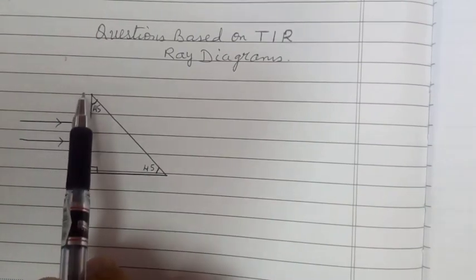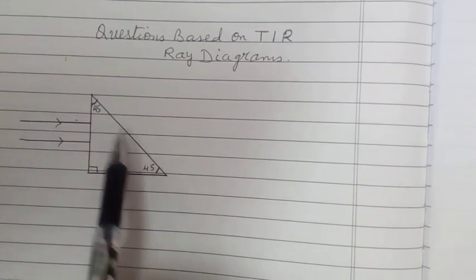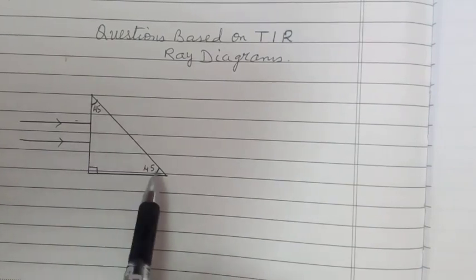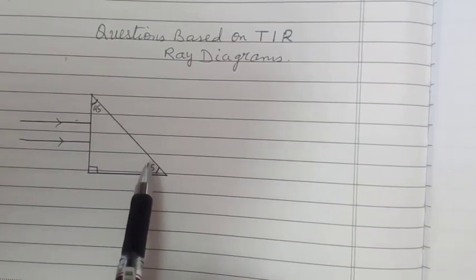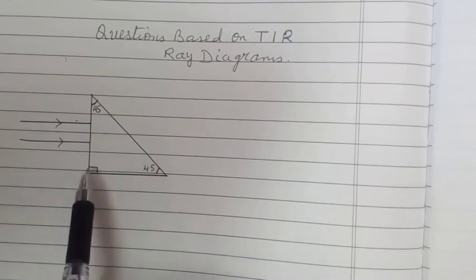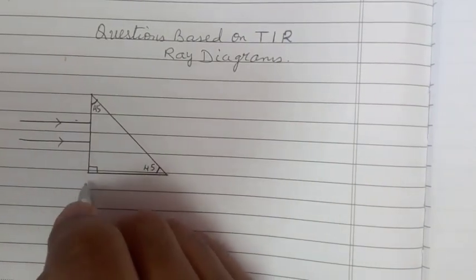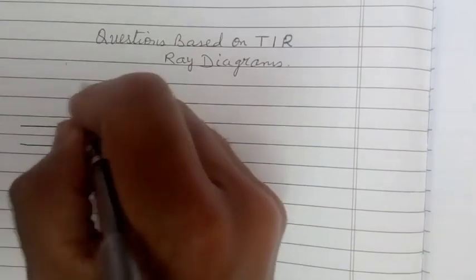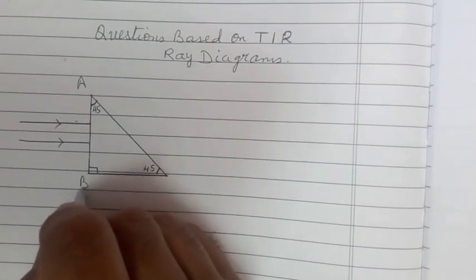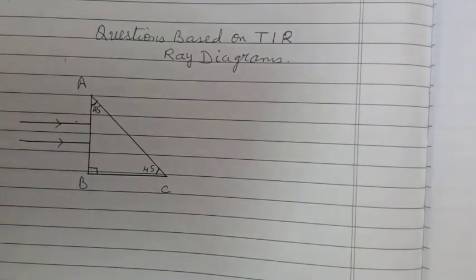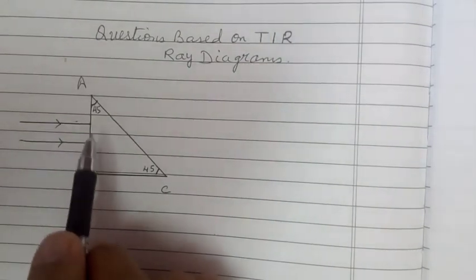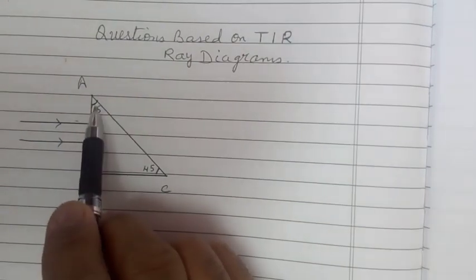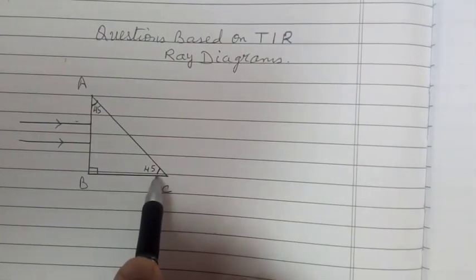This is an example of an isosceles prism. Isosceles means two angles are equal, and moreover it's a special kind of isosceles prism in which one angle is 90 degrees. So it is called a right angled isosceles prism. ABC is a right angled isosceles prism. Now this angle is 45, this angle is also 45.